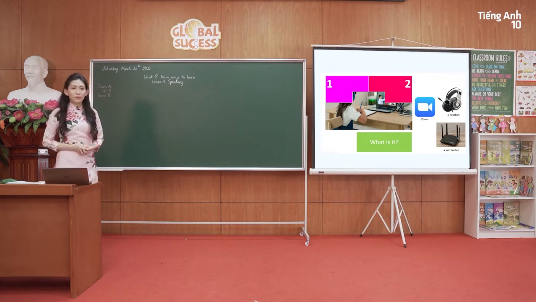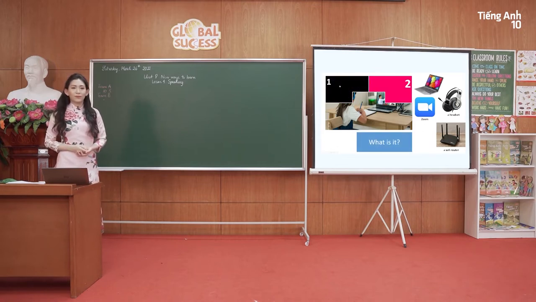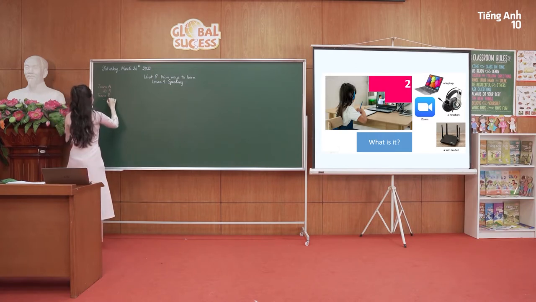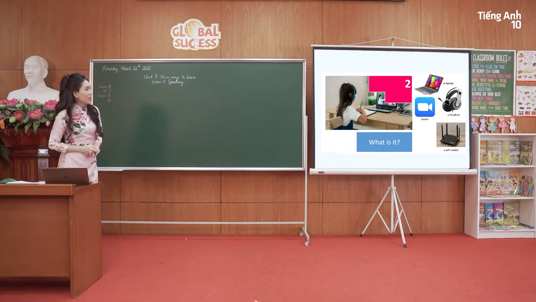I would take number 1. What is it? I am pretty certain that it's a laptop. A laptop? Correct. Team B, 10 points.